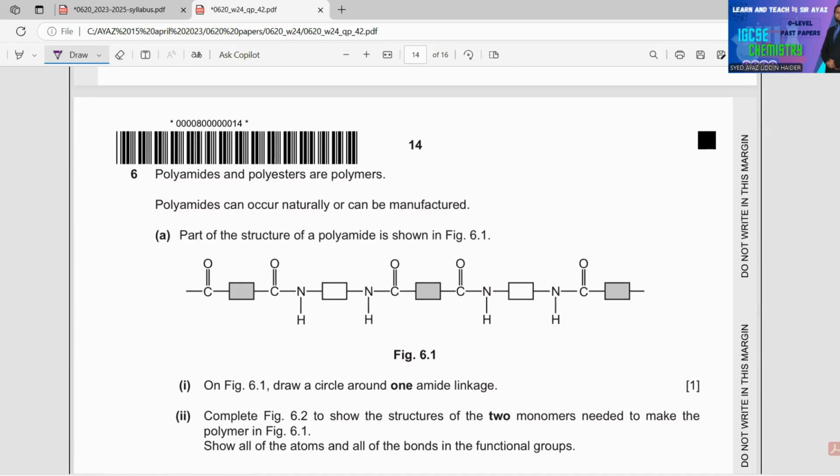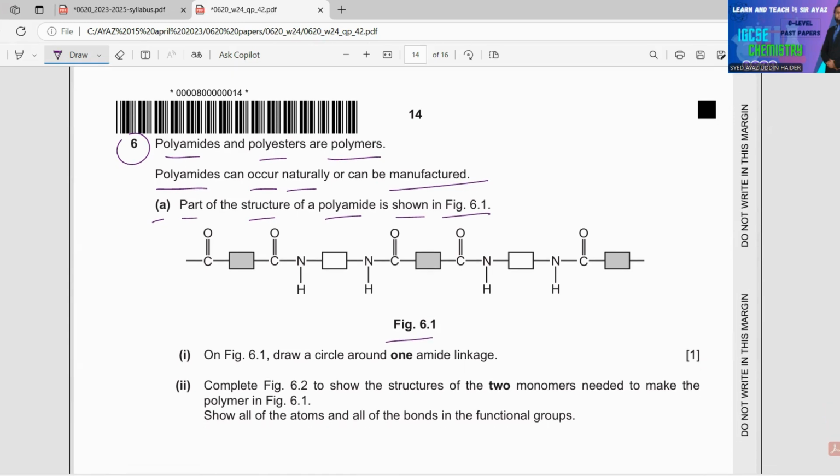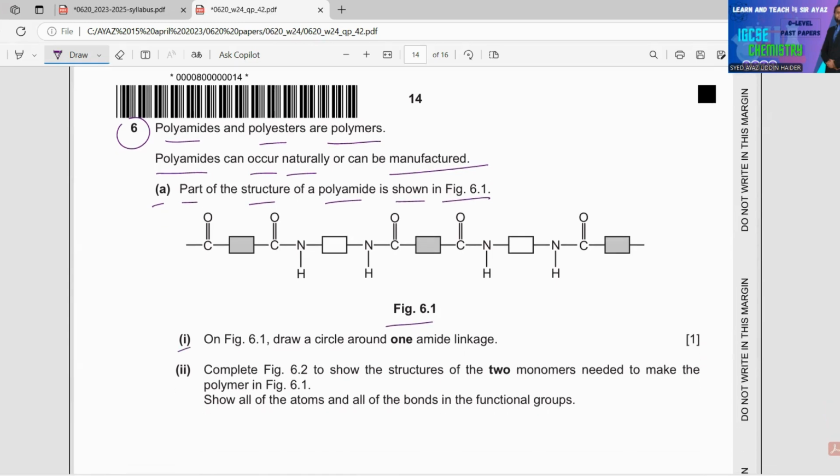Moving to last question, which is question number 6. Polyamides and polyesters are polymers. Polyamides can occur naturally or can be manufactured. A. Part of the structure of a polyamide is shown in figure 6.1. Here's figure 6.1 and we have polyamide. 1. On figure 6.1, draw a circle around one amide linkage.